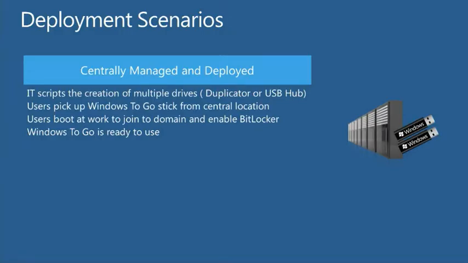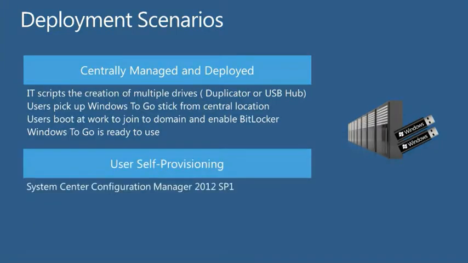Or if you need to do a bit of an evaluation of this, and I'll show you that little utility in a moment. Basically what happens is we script the creation of the multiple drives, and we might do that through a duplicator or a USB hub using the standard tools that we've already got. You give the user the Windows to Go stick, they boot it up, they enable BitLocker, they join the domain, whatever they've got to do, we can script that into the first boot procedure as well, and then they're off and running.